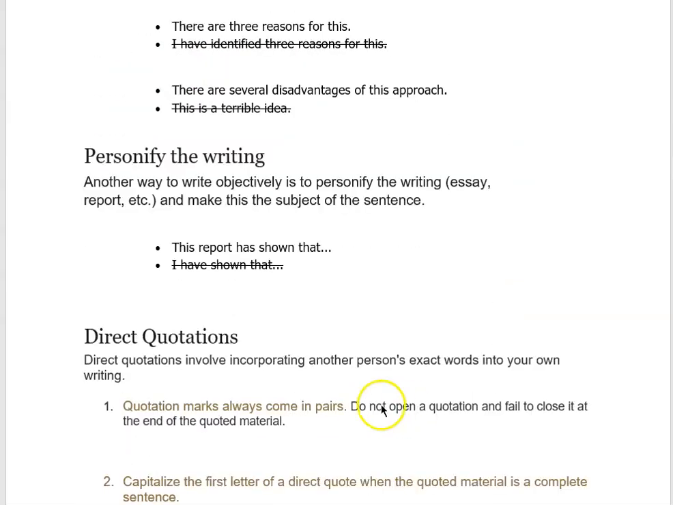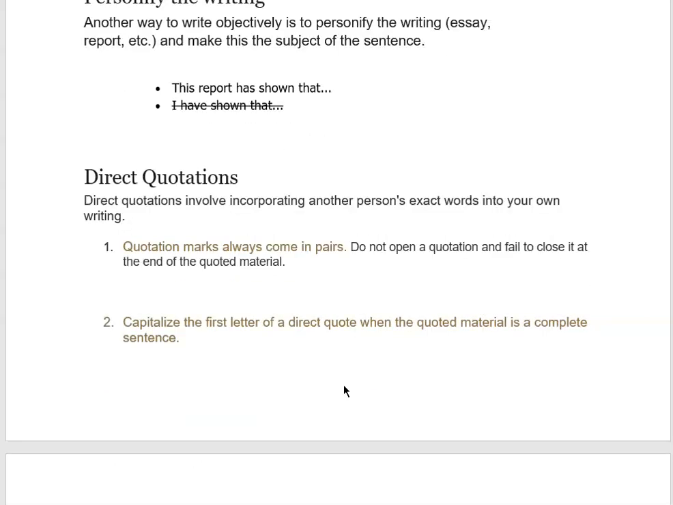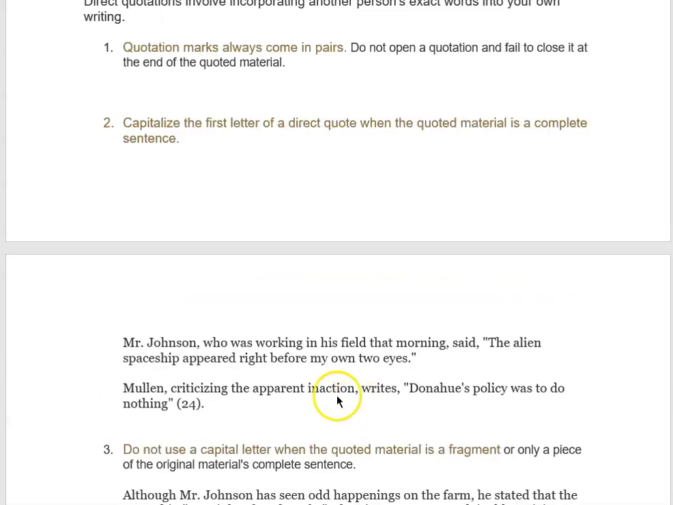Personify the writing. Direct quotation marks. I put this in here because a lot of students were making issues with quotation marks, how to use them. I saw a quotation mark that started at the beginning but didn't end, or it wouldn't start at the beginning and you had a quotation mark at the end of it. You have to have, when you open one, you have to close it. Capitalize the first letter of the direct quote.